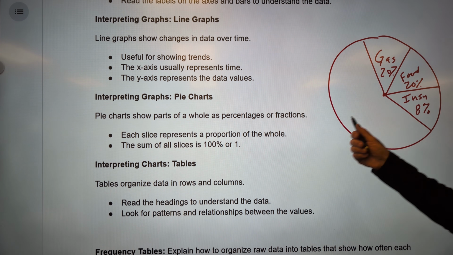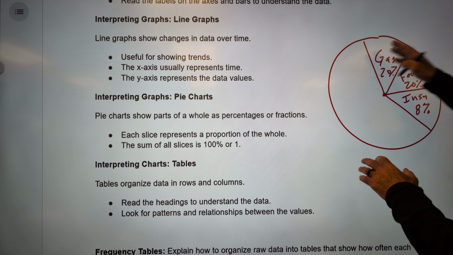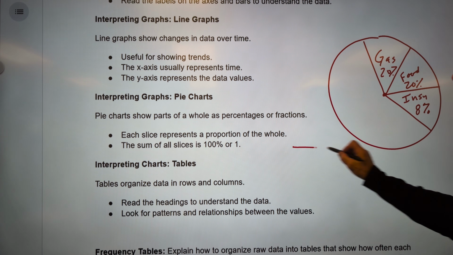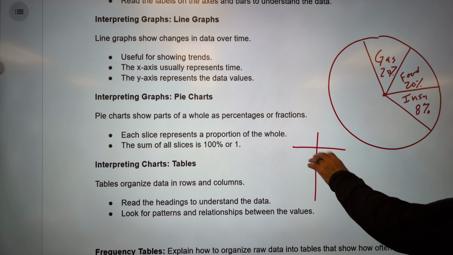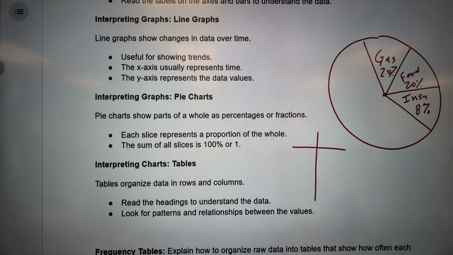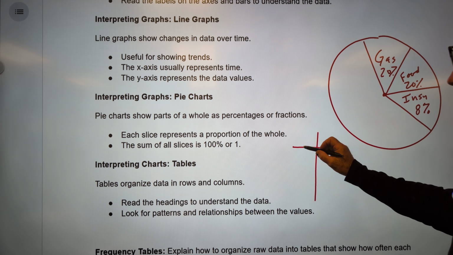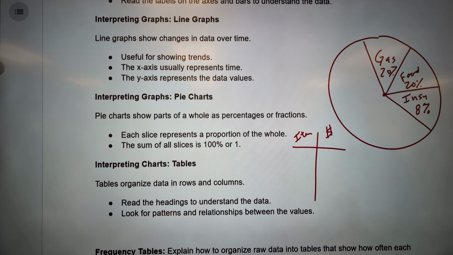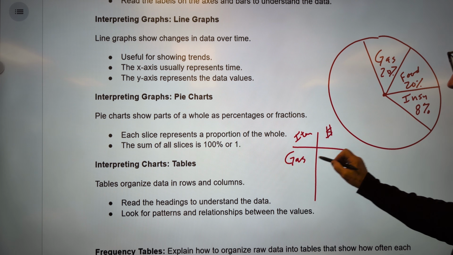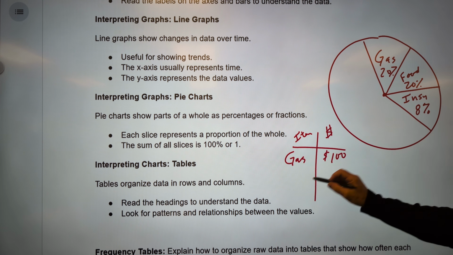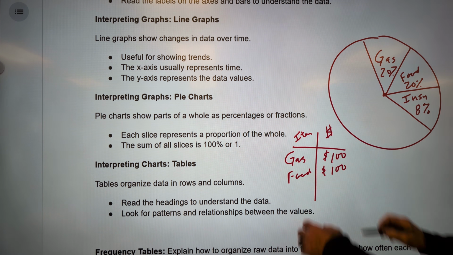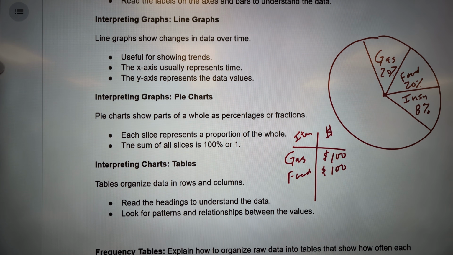So every slice represents a portion of the whole. And then again, that whole circle adds up to 1 or 100%. A lot of times things like this, you might have a T chart or T bar to represent that. And you could say this is the item, and then this might be the dollars spent on it. So you could say gas, and that is $100. And then food, that's $100. So you could represent those things in a T-bar like that or a chart.